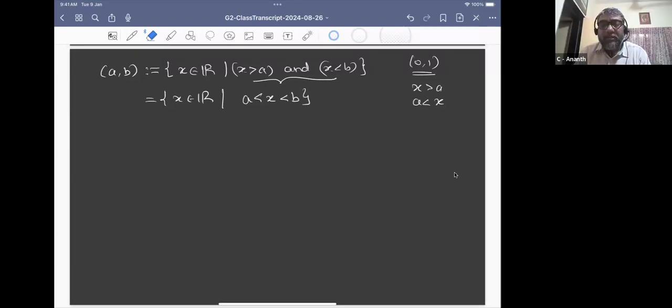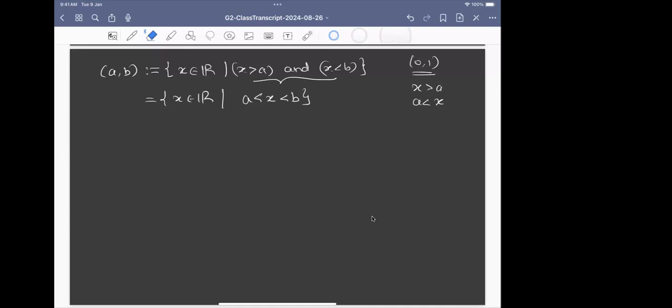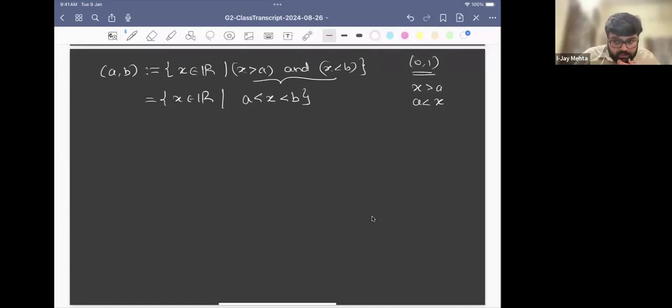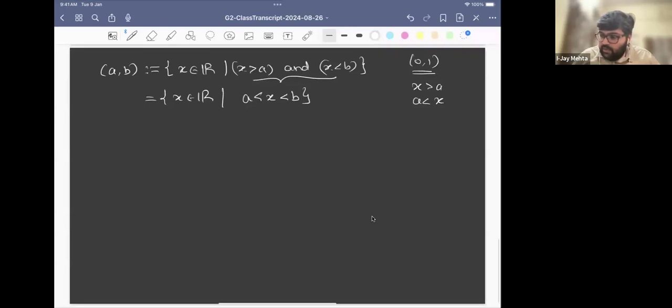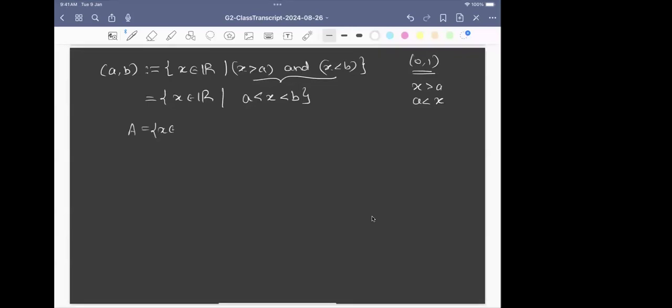How many of you now see that there are two sets there? Jay, you can continue. Rigveda, what is your answer? Yes, so it's an intersection because we are talking about X greater than A and X less than B. So what are the two sets? X greater than A and X less than B.